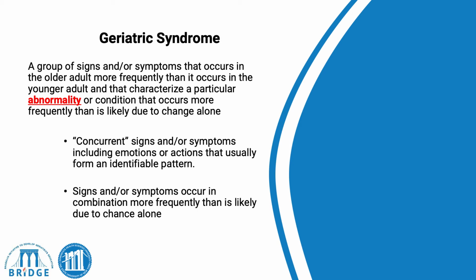And those signs and or symptoms tend to characterize a particular abnormality or a particular condition, such that those signs or symptoms include emotions and or actions that usually form an identifiable pattern. And those abnormalities or conditions tend to occur more frequently than is likely due to chance alone.